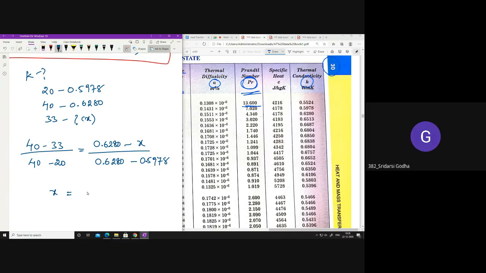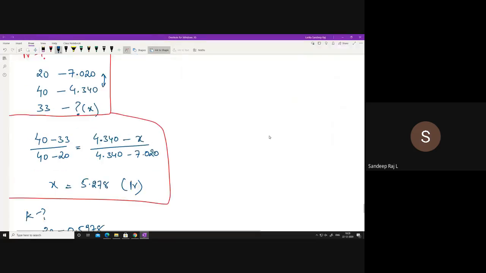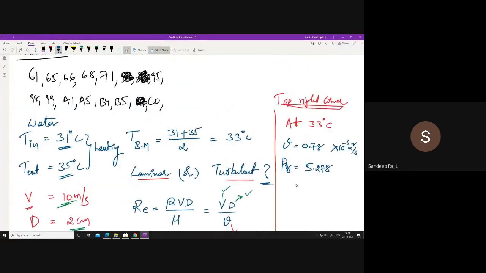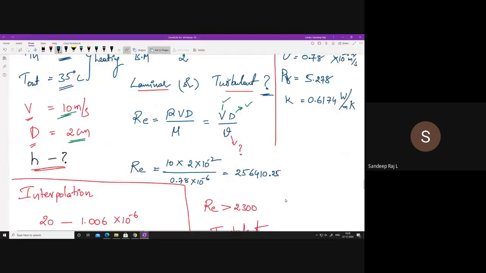What is the 0.6143? What is that? 0.6174. Okay, that is your K value. 0.6174, you write it here: 0.6174 watt per meter Kelvin. That is the K value.